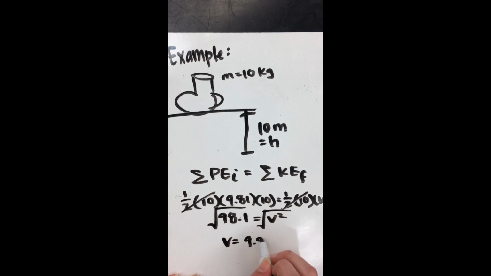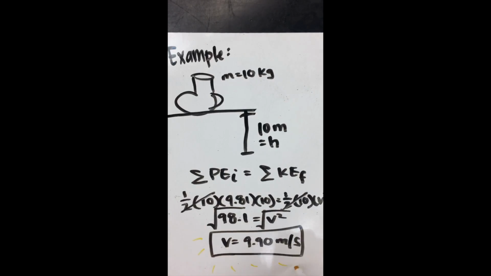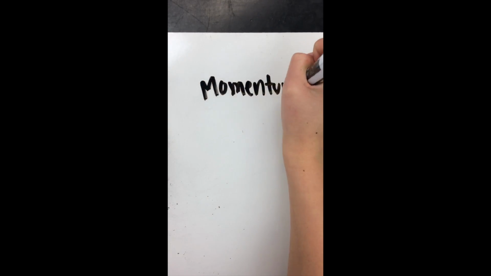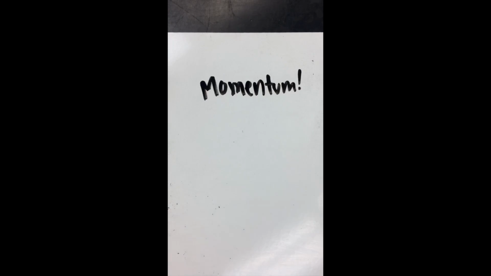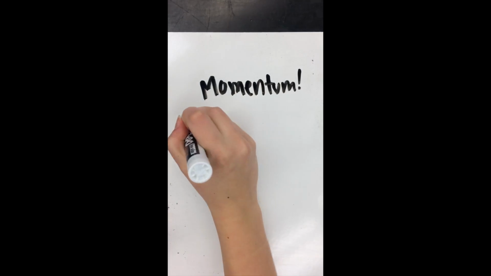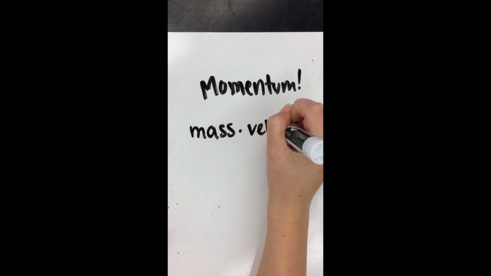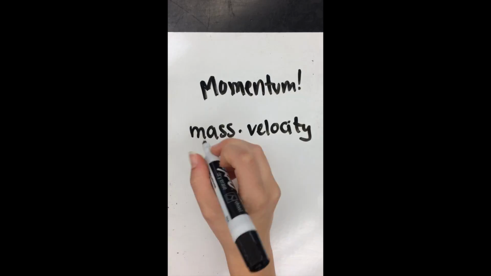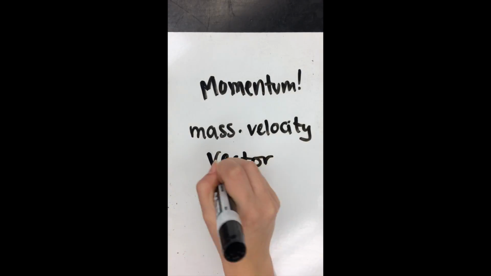Our final answer then comes out to 9.9 meters per second. This is our final velocity. Now we are going to talk about momentum. Momentum is referred to as the quantity of motion an object has. Momentum is calculated by multiplying the mass of an object and its velocity. This means that momentum is a vector quantity, meaning it has magnitude as well as direction, so be careful.